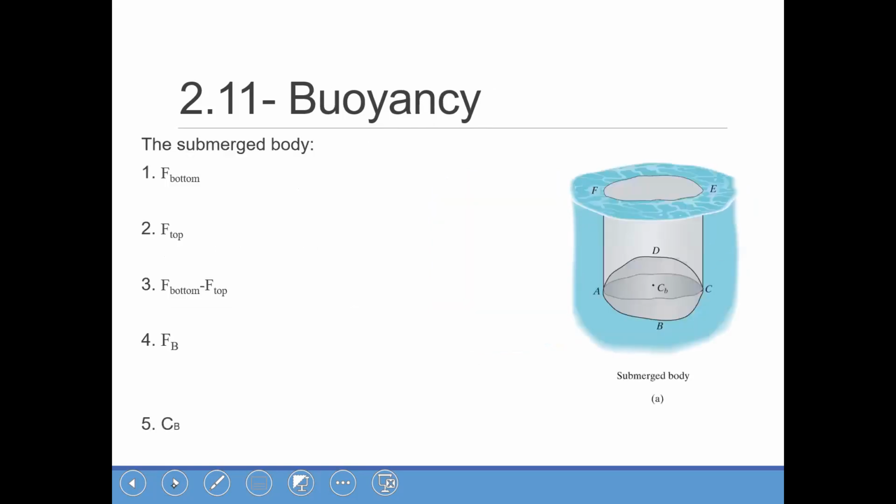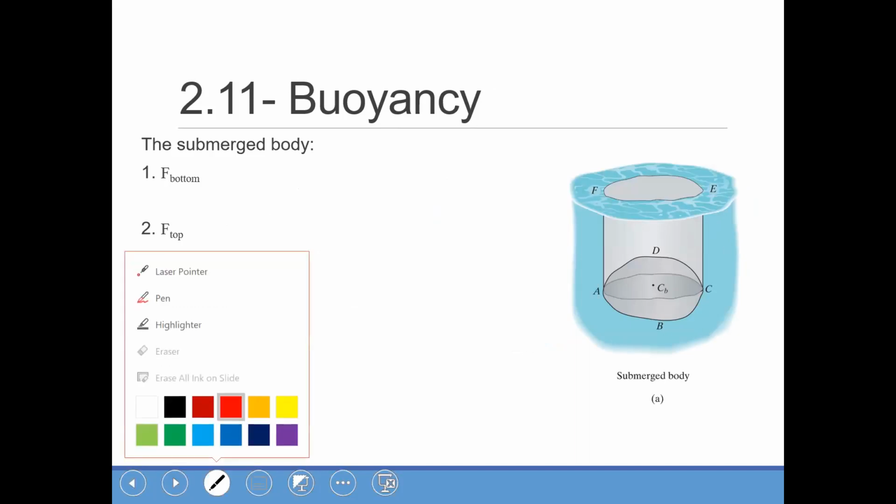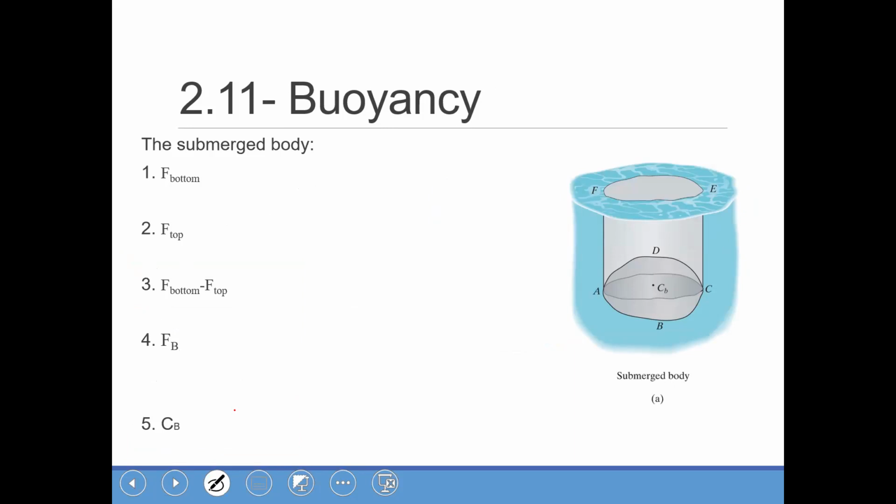So let's discuss the first one, where the body is submerged. So we will have a few things here. At first, this is the object A, B, C, D. Okay, this is the object here. And when that object was placed in that fluid, obviously due to its weight, it went in the downward direction. So it actually displaced this amount of fluid.